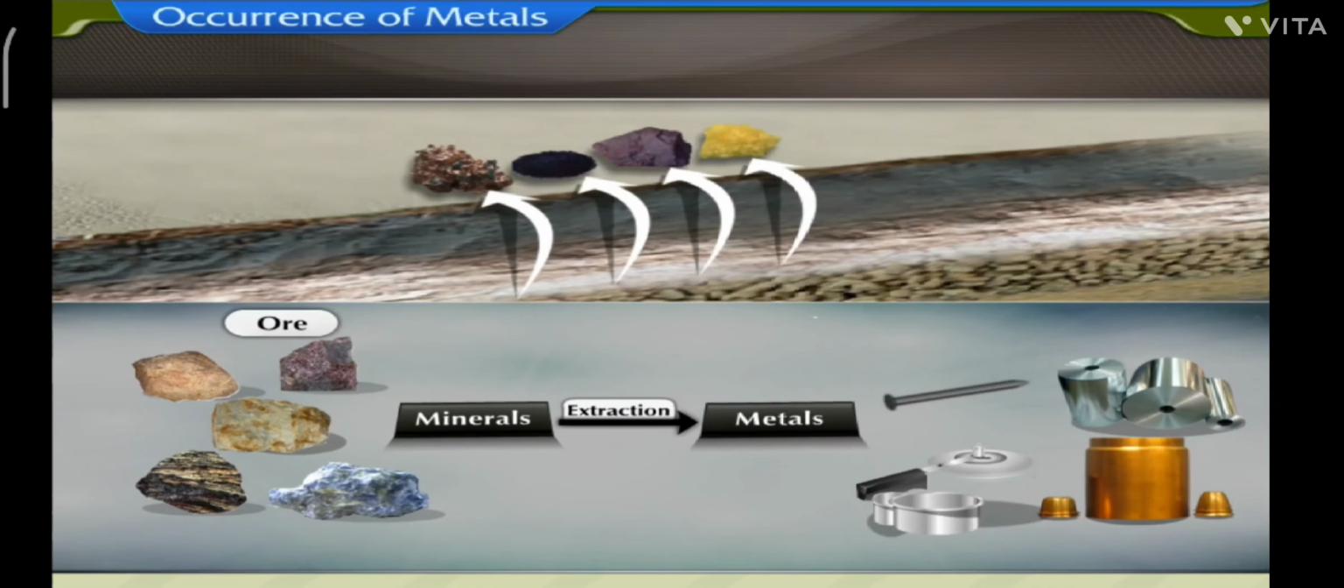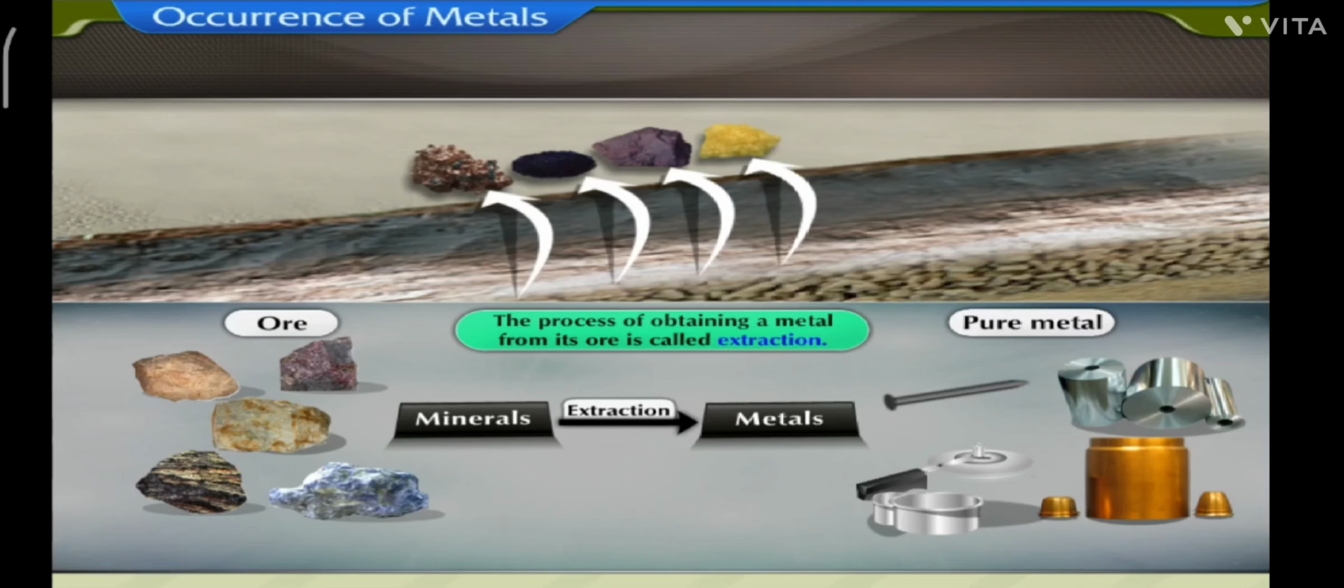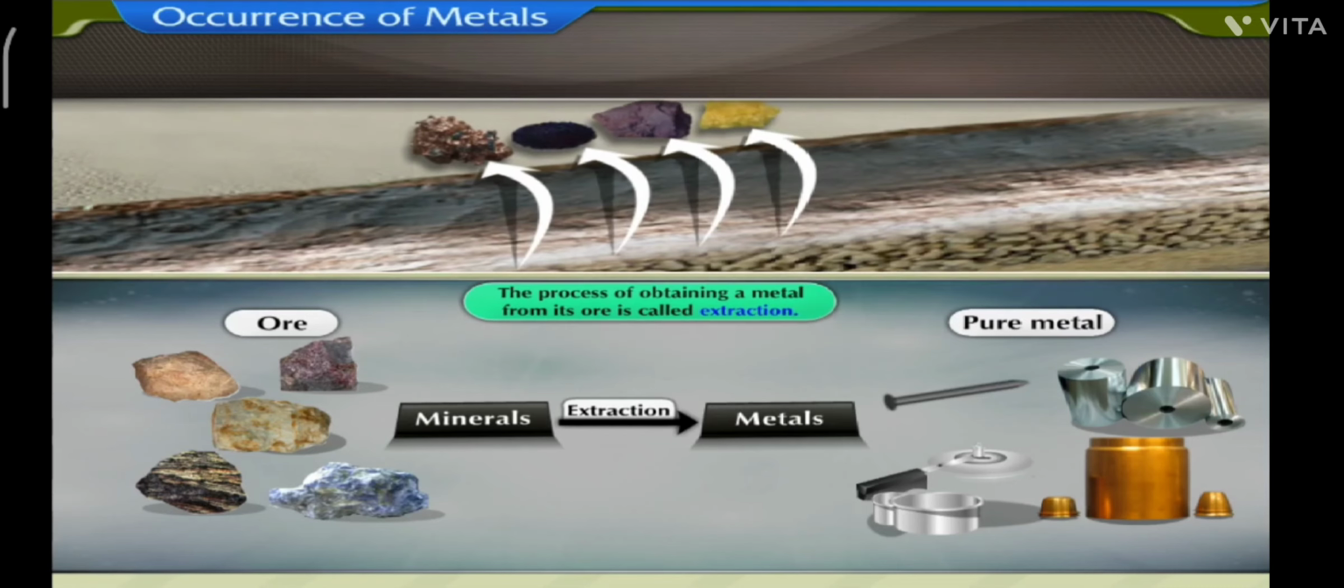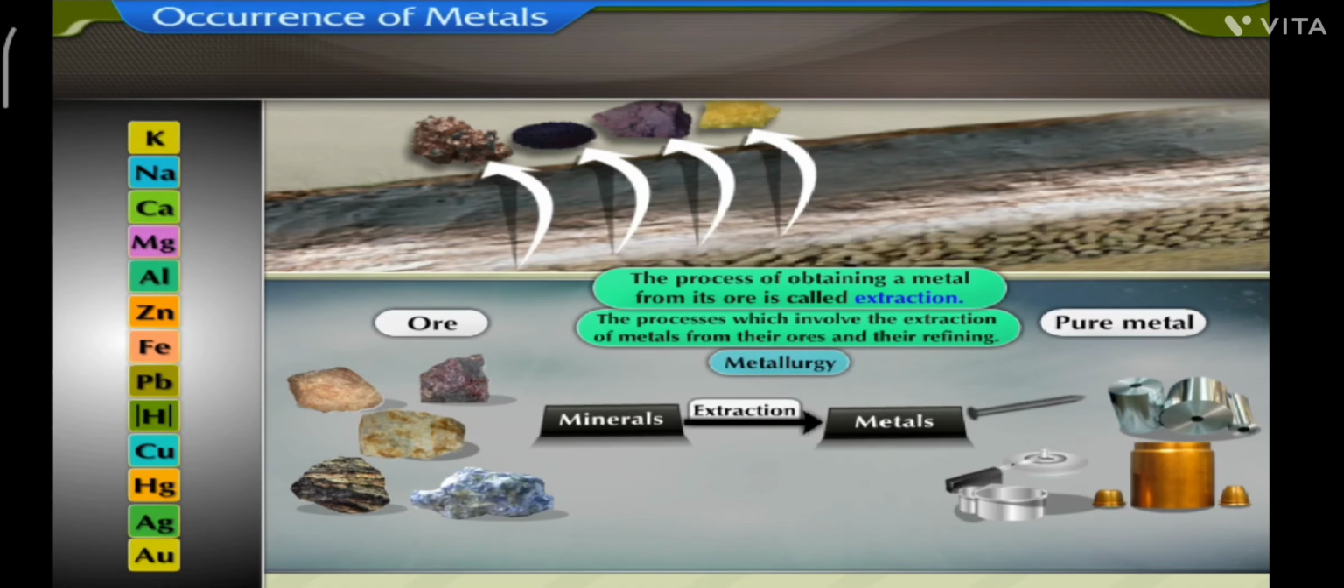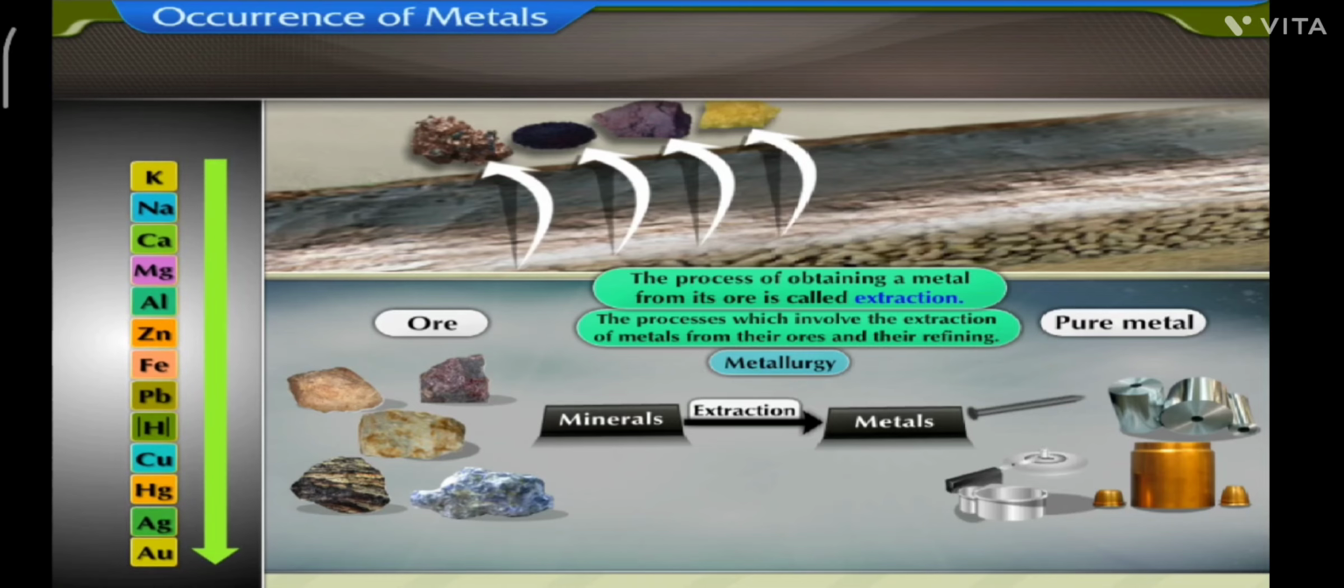After the ore is mined, it has to be converted to the pure metal. The process of obtaining a metal from its ore is called extraction. The processes which involve the extraction of metals from their ores and their refining are known as metallurgy. The processes used for the extraction of metals depend upon their reactivity. Metals can be arranged in the order of their decreasing reactivity. Such an arrangement is called the activity series.